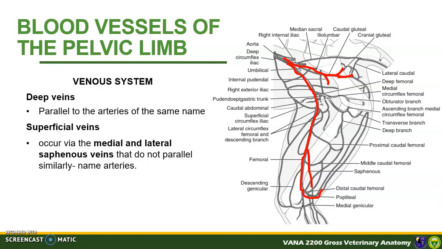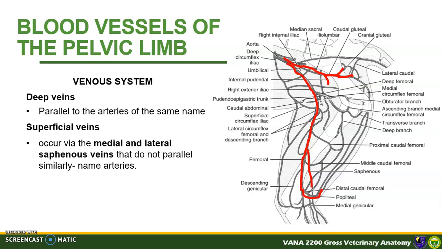For the venous system, deep veins parallel the arteries and are of the same name. Superficial veins occur via the medial and lateral saphenous veins that do not parallel similarly named arteries. The medial saphenous vein passes on the medial side of the limb with the saphenous artery. It empties into the femoral vein at the apex of the femoral triangle.